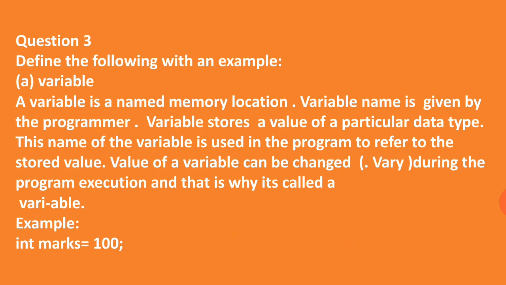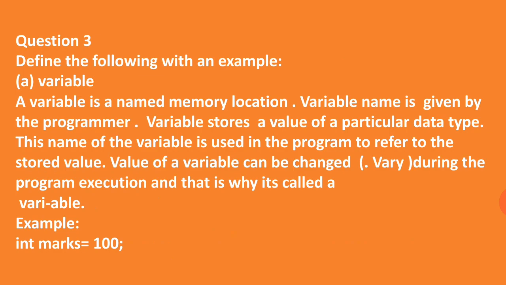All right, because it can store only values of that particular type. And every variable has got a name, and the name is given by the programmer, whoever writes the program, right? So it is a named memory location, because ultimately we are giving a name to a memory location. So a variable is a named memory location, and it stores a value of a particular data type.